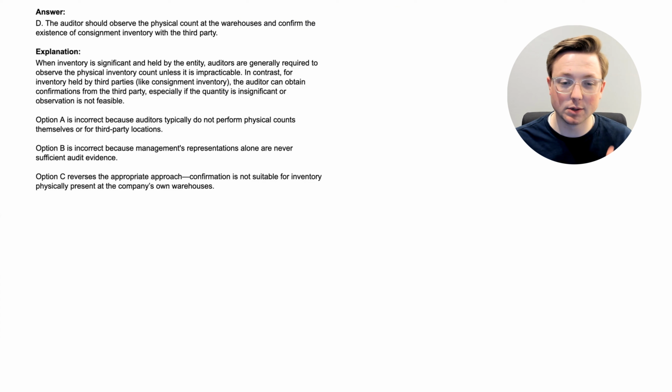Now let's go through the other options and why they weren't quite right. Option A is incorrect because auditors typically do not perform physical counts themselves or for third-party locations. They observe the physical counts, but they don't do them themselves most of the time. Option B is incorrect because management's representations alone are never sufficient audit evidence, and we've talked about that in a lot of different videos. And option C reverses the appropriate approach, so the total reverse. Confirmation is not suitable for inventory physically present at the company's own warehouses. Again, that's really only suitable if it is on consignment, at a third party, and it's not very significant. With that, let's go to the next question.